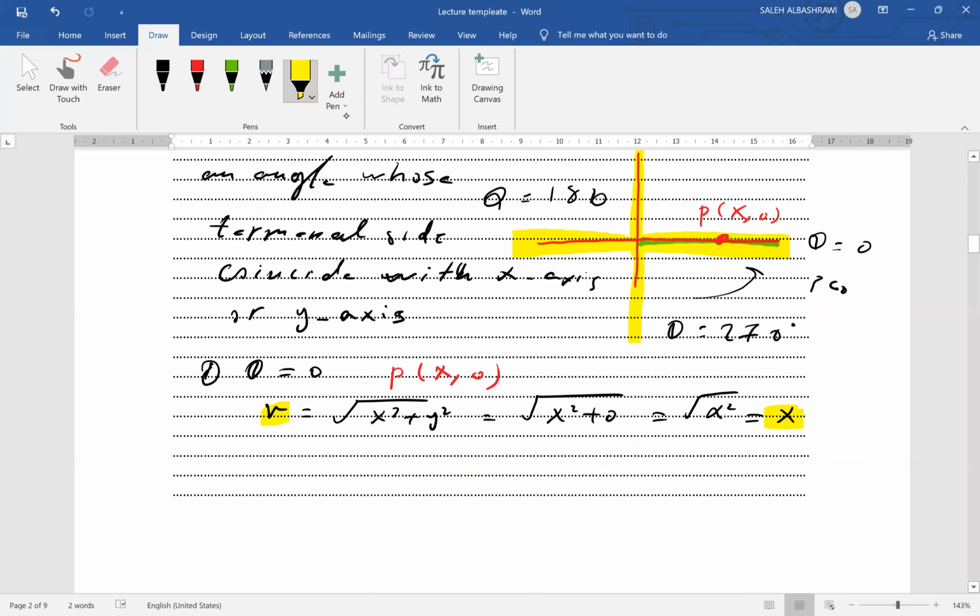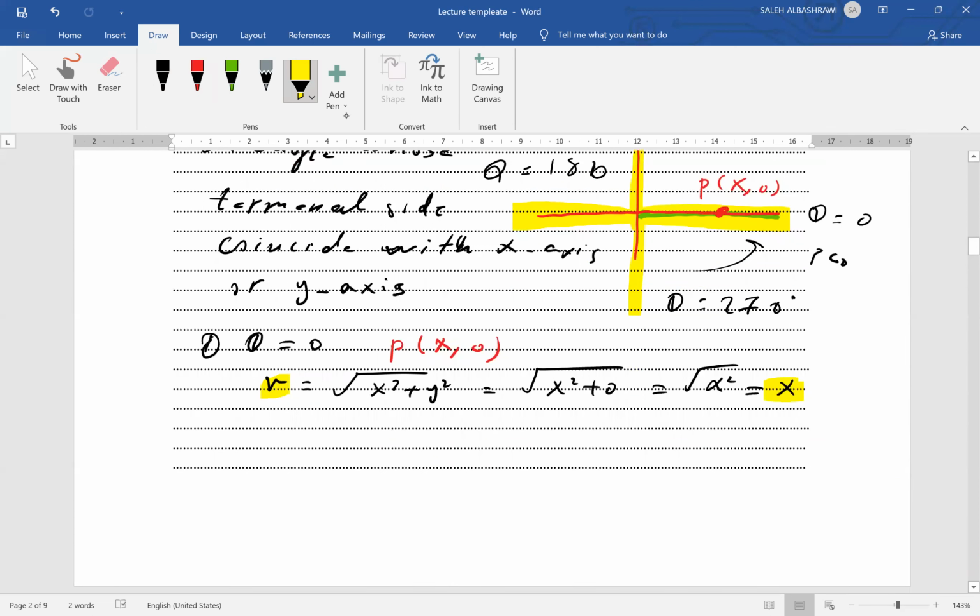So to find the 6 trigonometric functions, number 1, sine theta is y over r, which is equal to 0 over x, that will be 0. Number 2, cosine theta equal to x over r, but r equal to x, so it is x over x, which is equal to 1. So cosine of 0 is equal to 1.